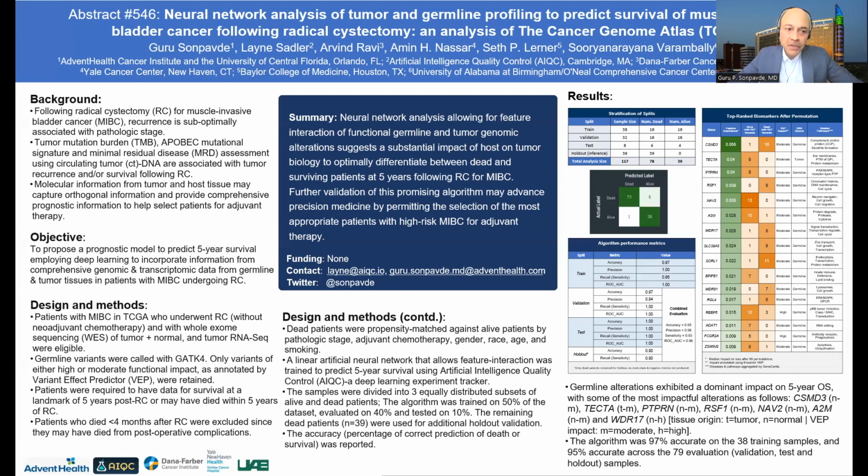So the objective of this study was to propose a prognostic model to predict 5-year survival, employing deep learning to incorporate information from comprehensive genomic and transcriptomic data from both germline and tumor tissue in patients with muscle-invasive bladder cancer undergoing radical cystectomy. Now, our major collaborator and colleague, Lane Sadler, will present the design, methods, results, and conclusion of this study. Thank you, Dr. Sampavde.